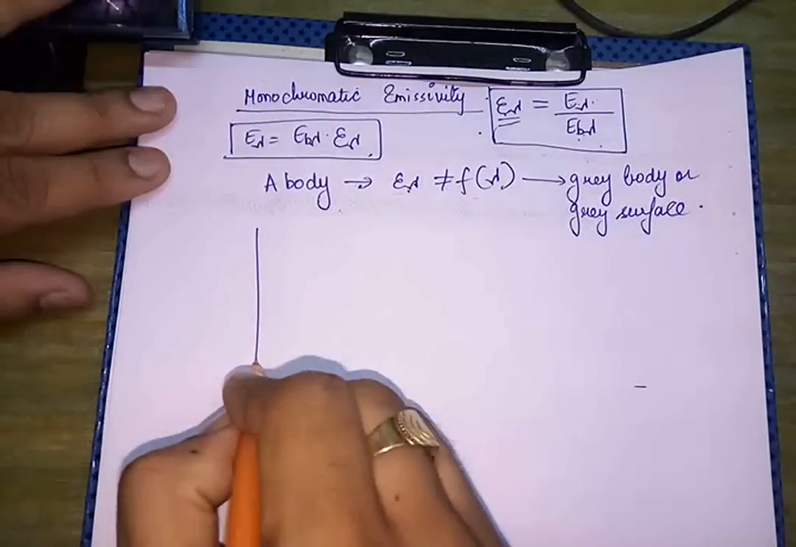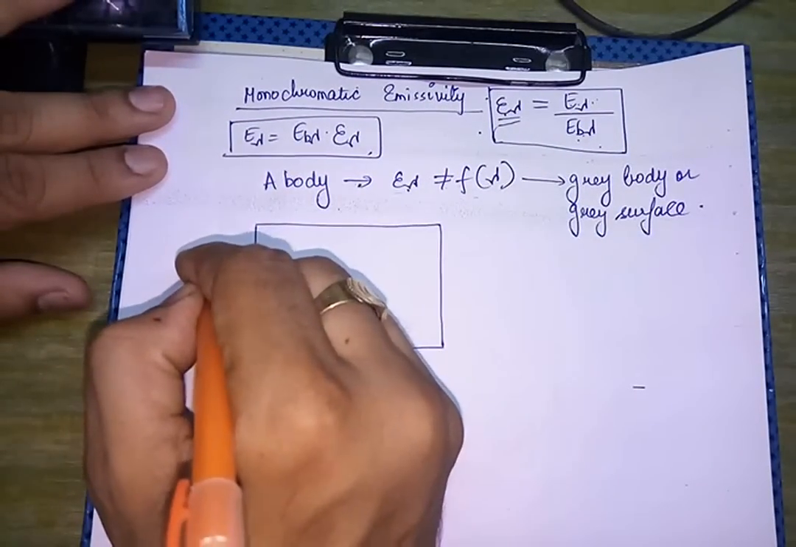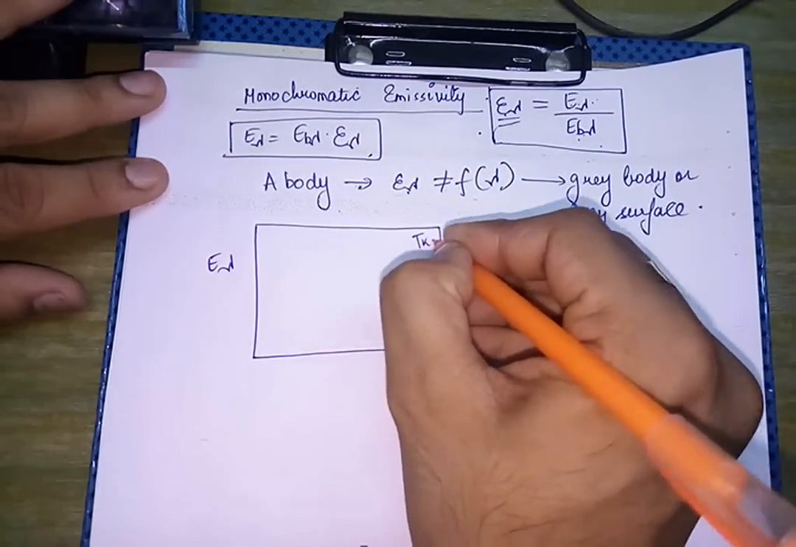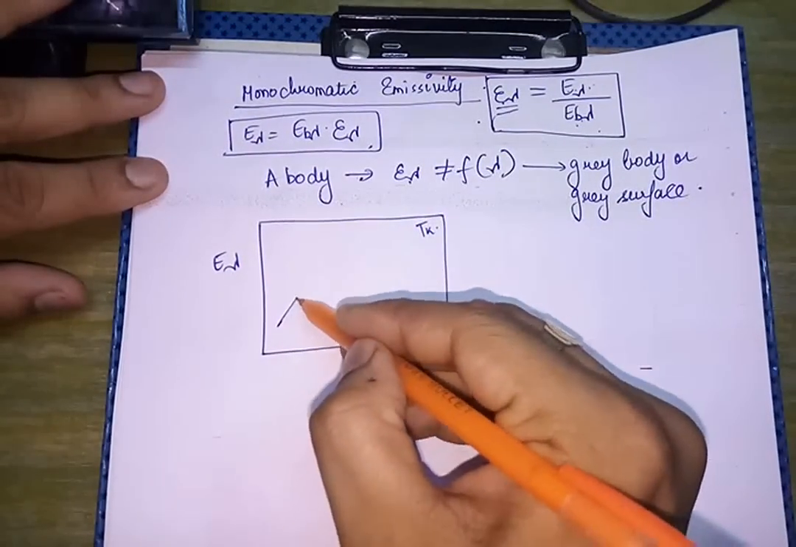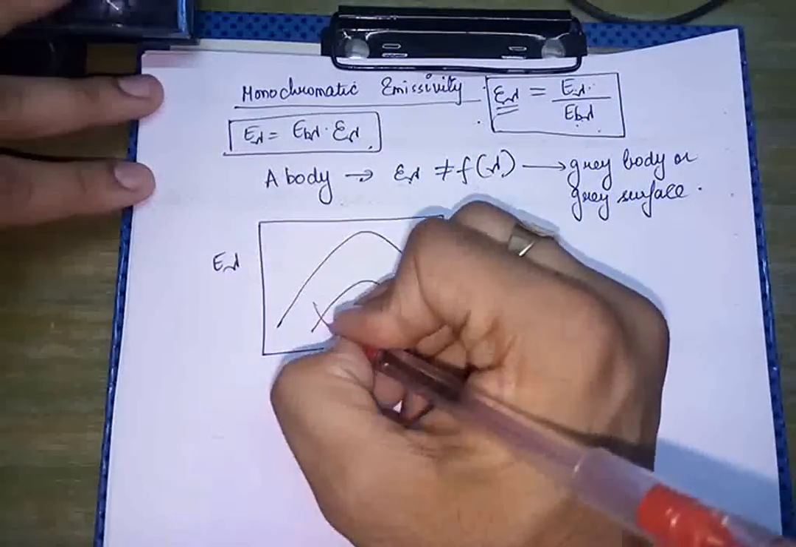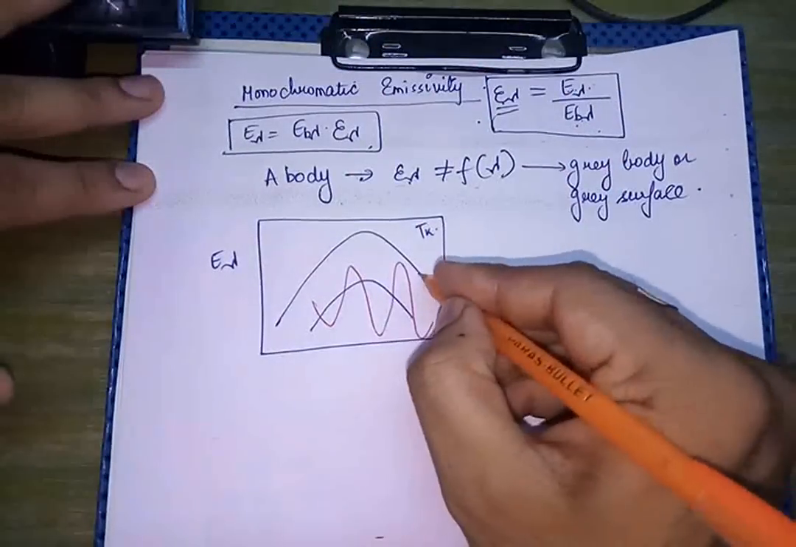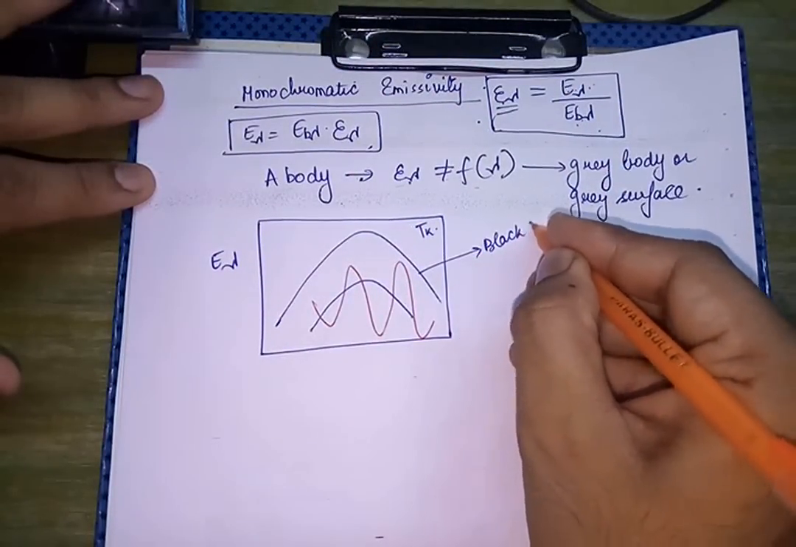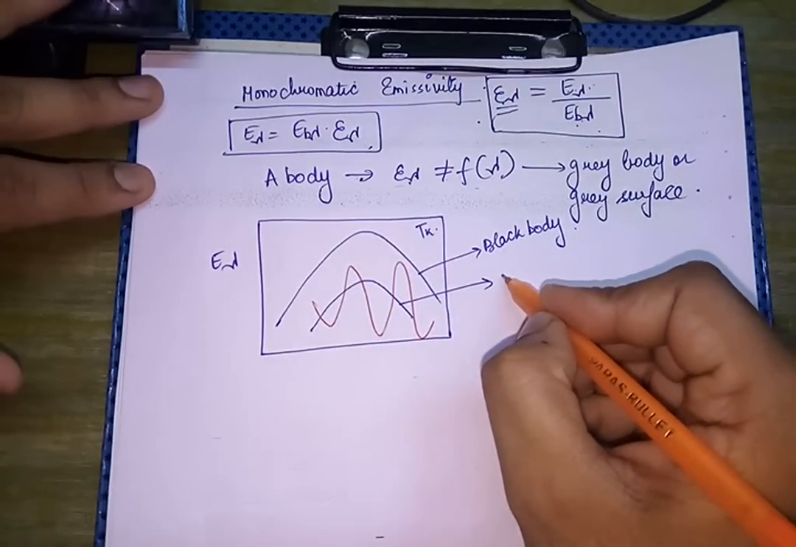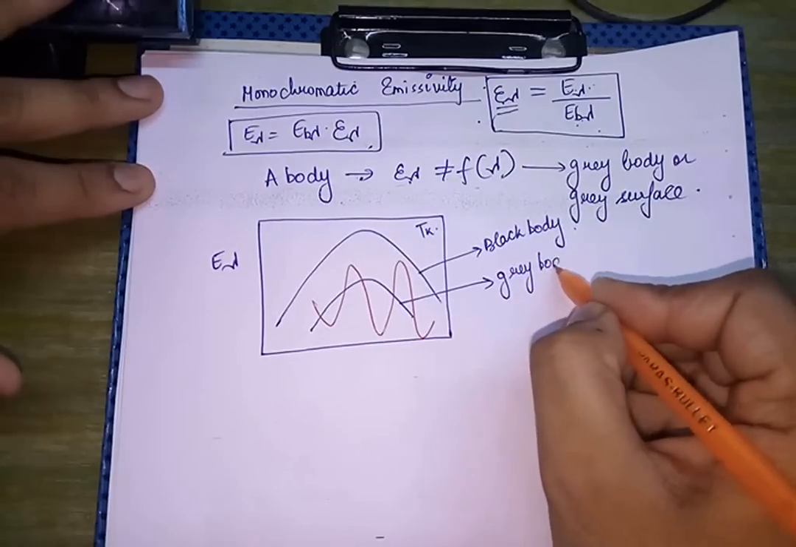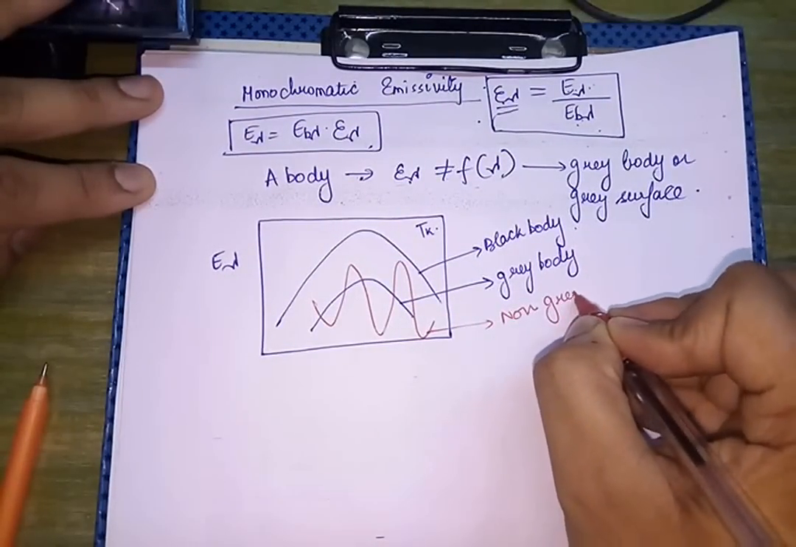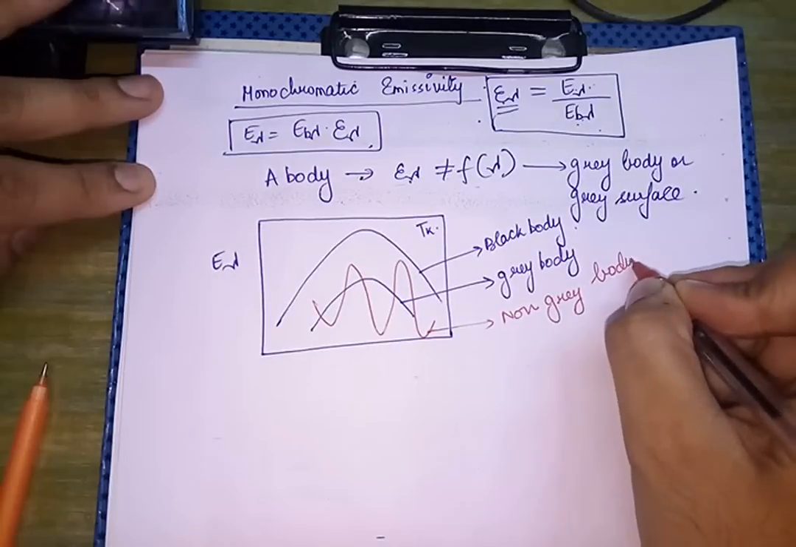Now if I draw a plot of E lambda, that is the monochromatic emissive power, total hemispherical emissive power corresponding to a particular wavelength, we have three curves. This curve will be for the black body, this smaller curve will be for the gray body, and this gray curve would be for the non-gray body.